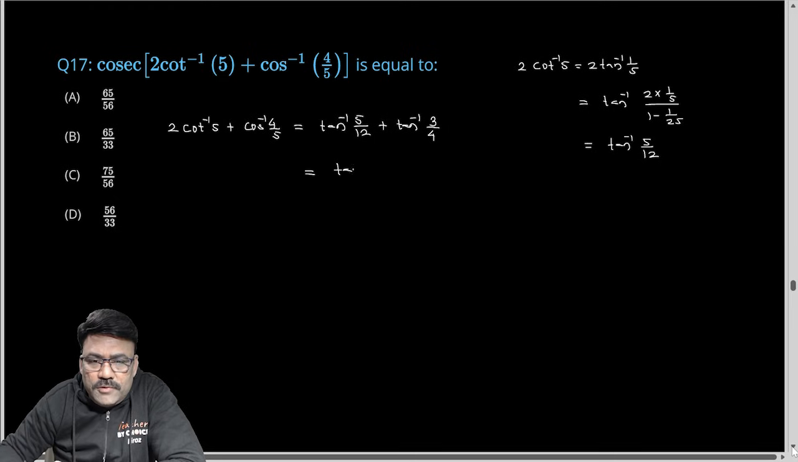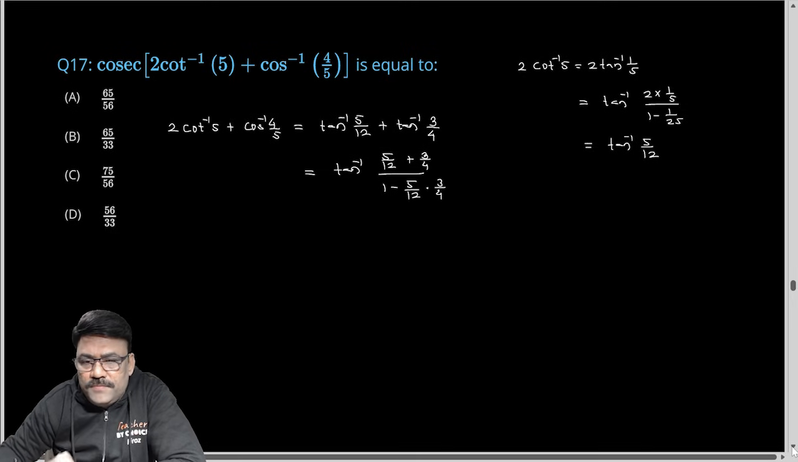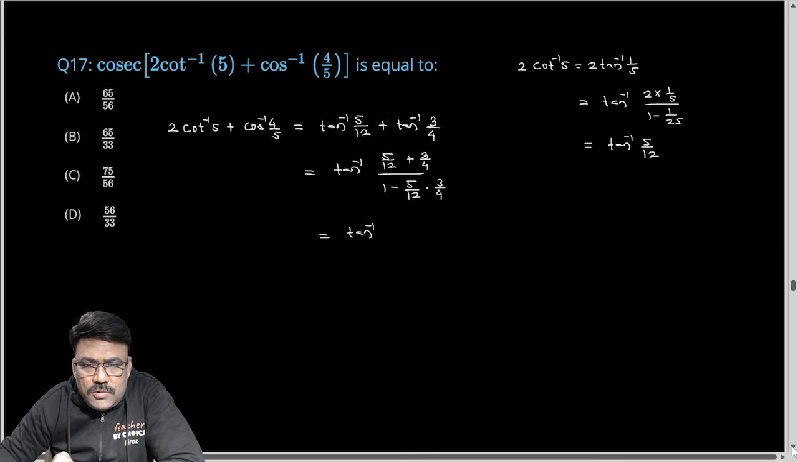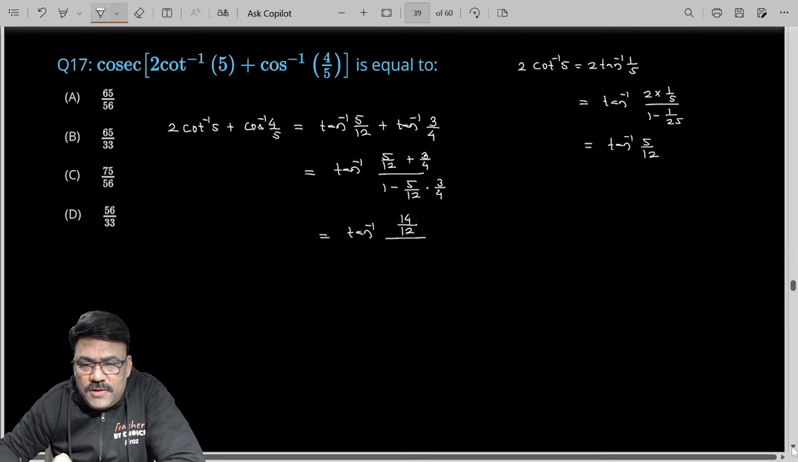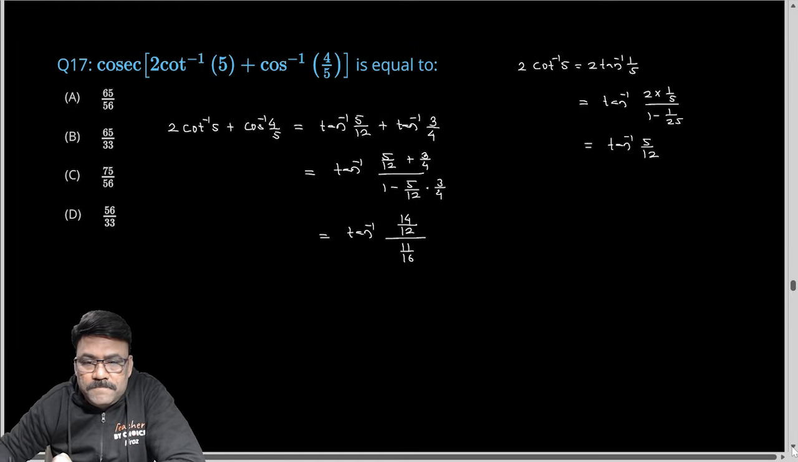Now use the tan inverse x plus tan inverse y formula. So it is tan inverse of (x plus y) over (1 minus xy). And clearly xy is less than 1 here. Now if you simplify, you are getting tan inverse of the numerator. LCM will be 12. So you are getting 5 plus 9, 14 by 12 in the numerator. And in the denominator, you are getting 1 minus 5 by 16, which is 11 by 16. So ultimately it is tan inverse of 14 by 12 into 16 by 11.